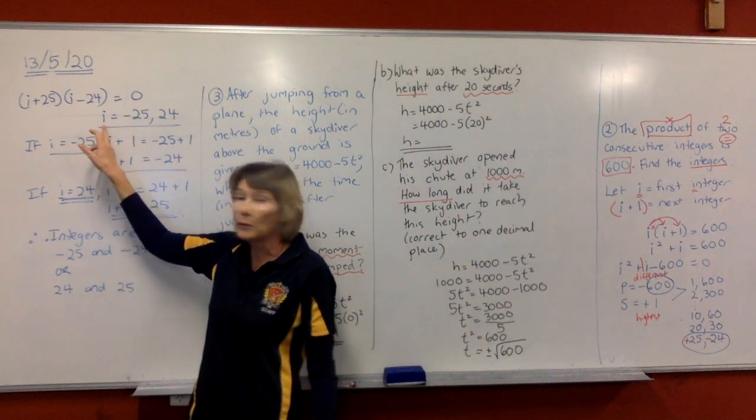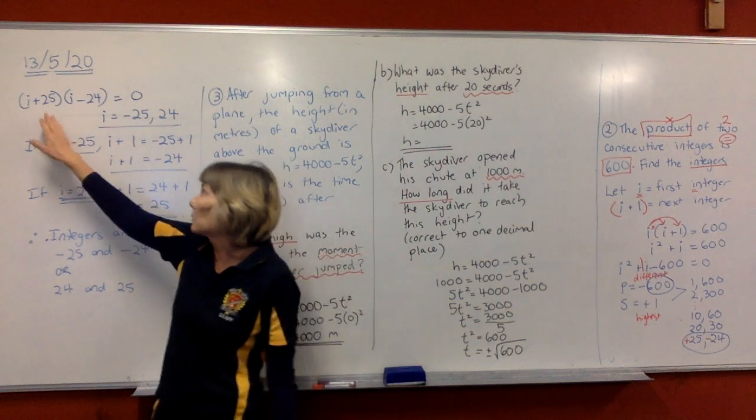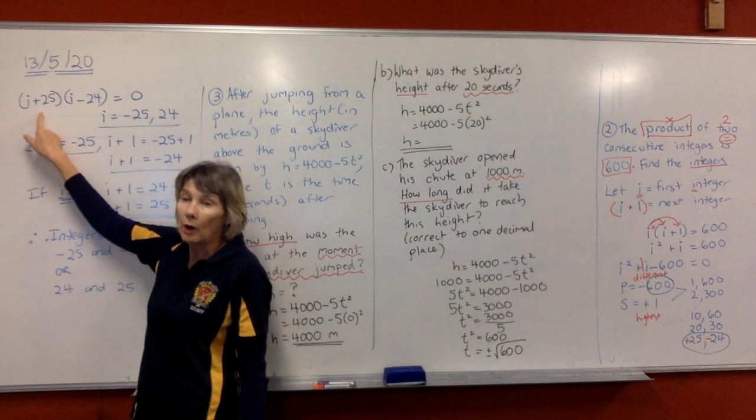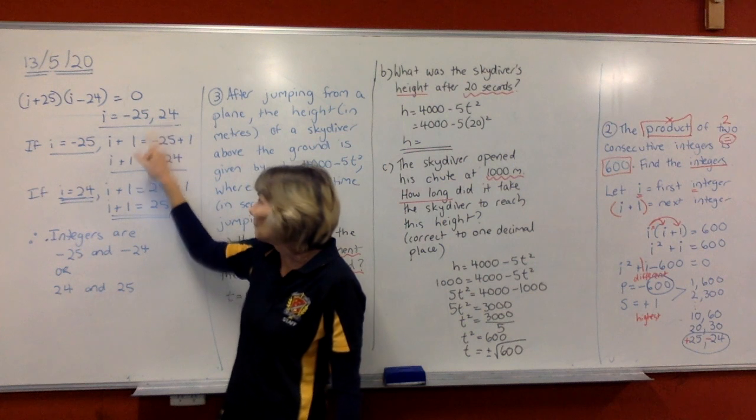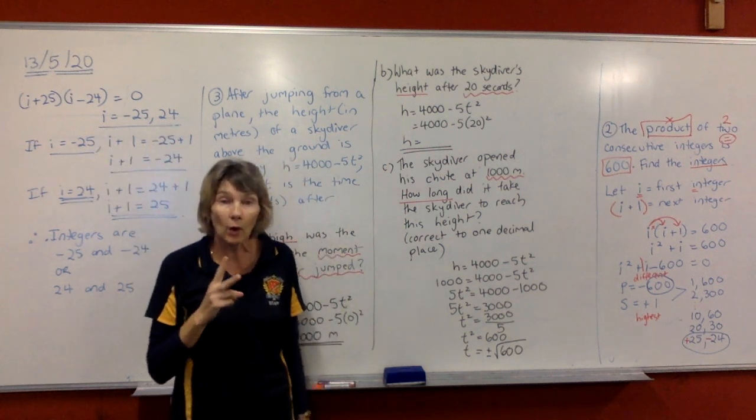equals 0. So if you solve these brackets, make each one equal to 0, this one will give you I equals minus 25, and this one will give you I equals 24. So we have two numbers for I.